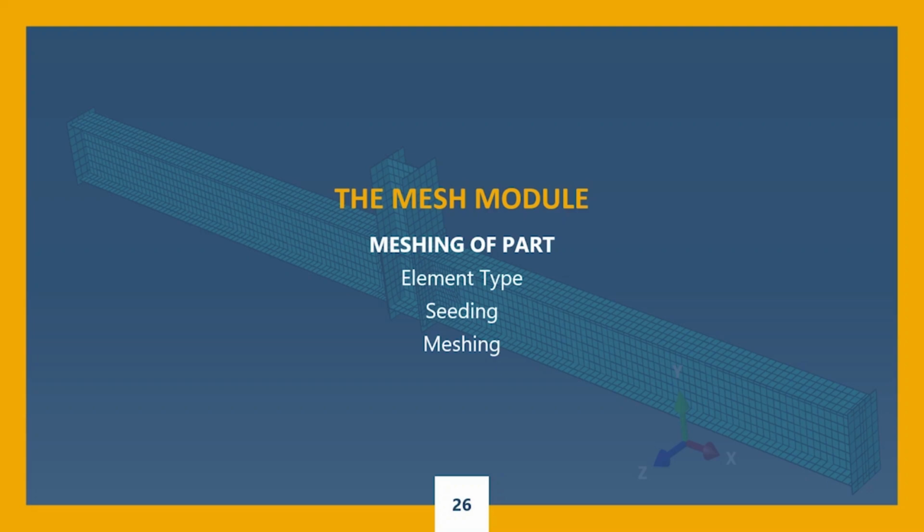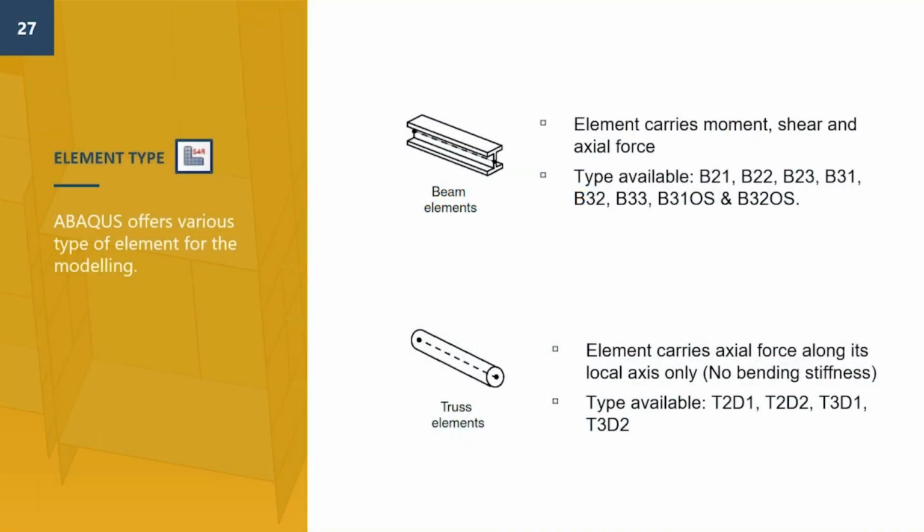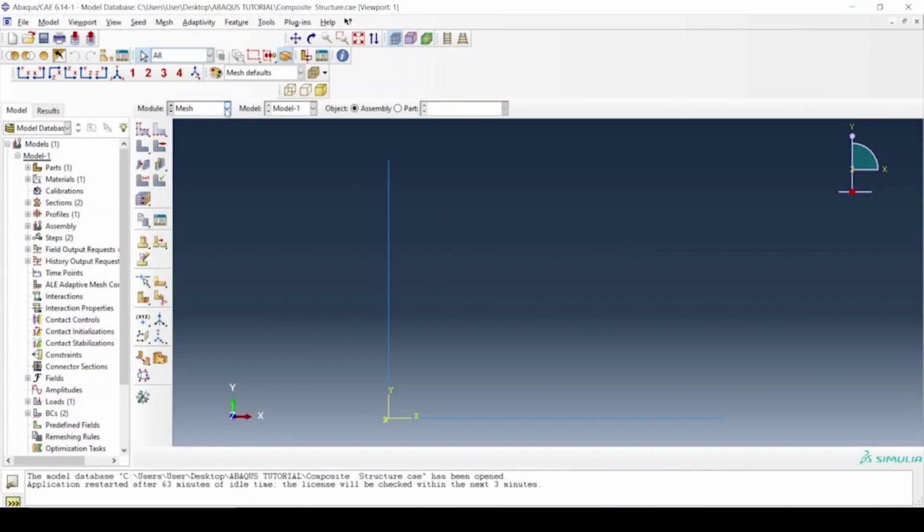Let us move on to the next module, the Mesh module. Previously, you have been introduced to 2 types of 1D element. These elements must be assigned to the wire feature before running the analysis. In ABAQUS, open the Mesh module. Select Part, choose the part that we wish to change its element. For this example, we only have one part. If you have multiple parts, you can locate them here.